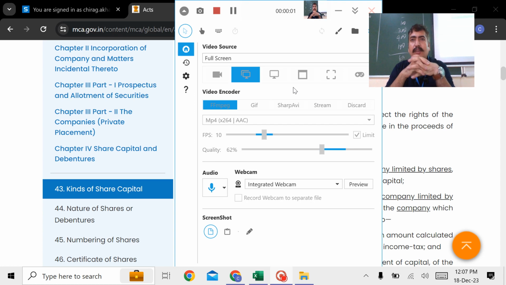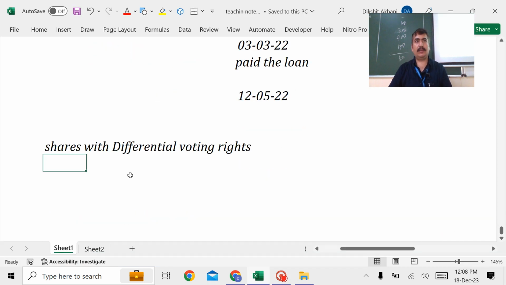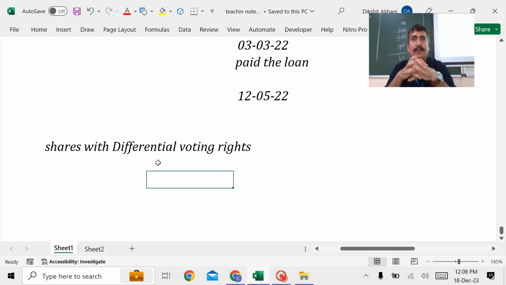So differential voting rights, where it is mentioned under section 43. Now, first of all, what is the differential voting rights or differential rights? Both the kinds of questions are possible in exam. Differential voting rights and differential rights. Answer will remain as it is. Look, basically, what was the motive behind this kind of provision?